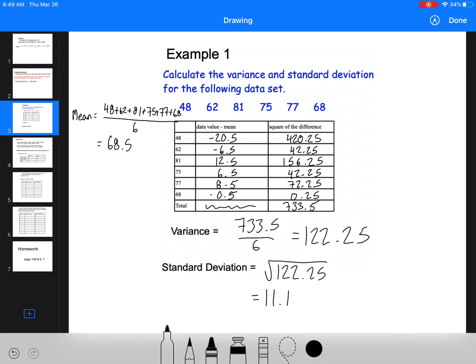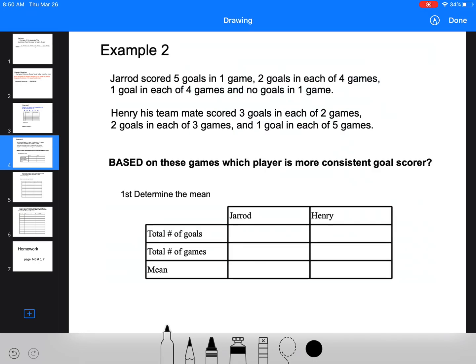We get 11.1. So what that means is that each point is about 11.1 values away from the mean. So on average, the points are within 11.1, or they're from 79.6 down to, and we're just subtracting here, 57.4. So all I did was take the mean and add the standard deviation and subtract the standard deviation.